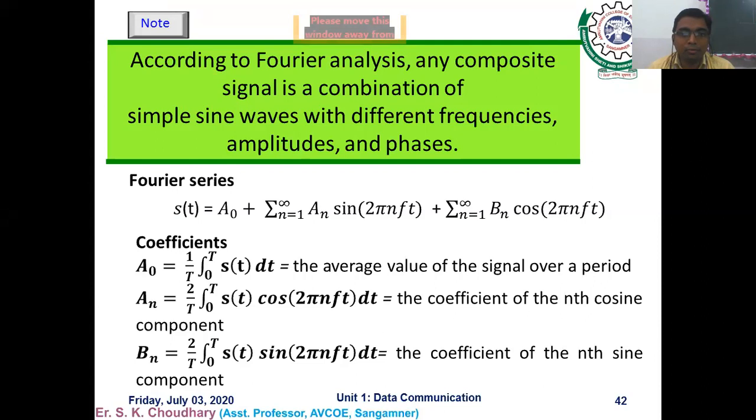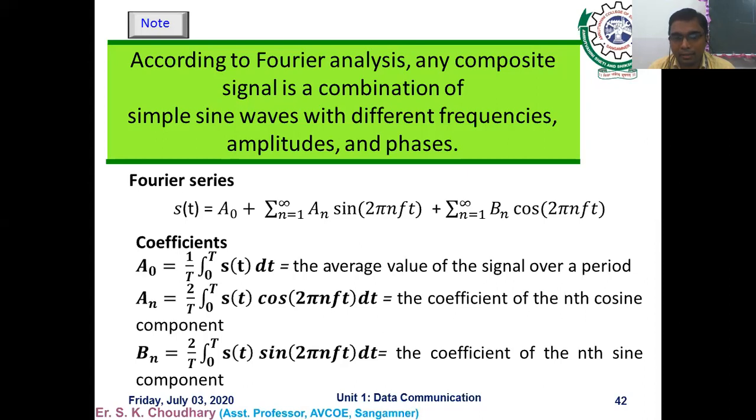In the Fourier series, any composite sinusoidal signal can be represented by the equation s(t), the instantaneous value of the signal, is equal to a naught plus sigma n equals 1 to infinity a n sine 2 pi n f t plus sigma n equals 1 to infinity b n cos 2 pi n f t. Here a naught is nothing but the average value or DC component of the signal over a period. It is 1 upon T, integral 0 to T of s(t) dt. This is the formula for finding the a naught value.